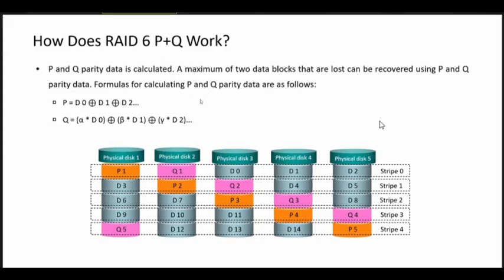P is done by parity. Q is done by some formula called Galois field. I think that's how you spell it, Galois field, right? You can check it out. With a single L. Galois field, single L. All right. Is it single L? Okay.